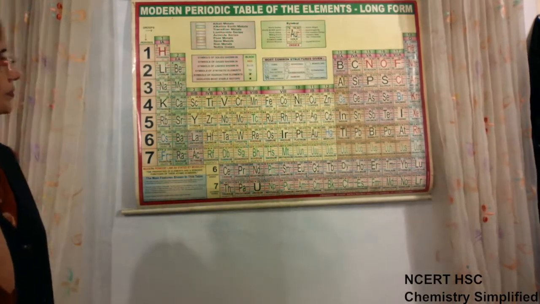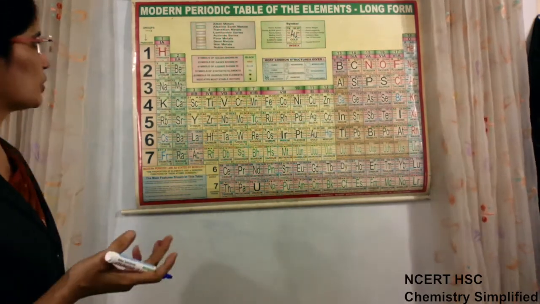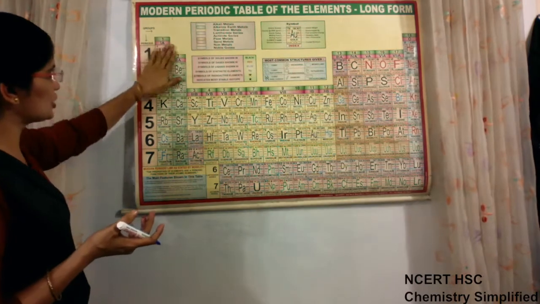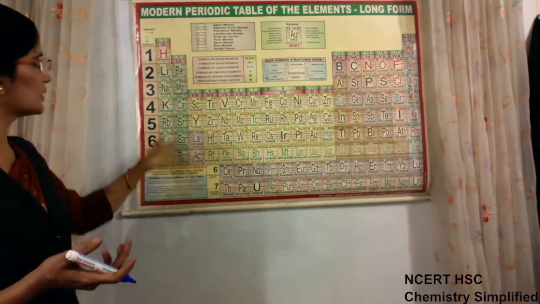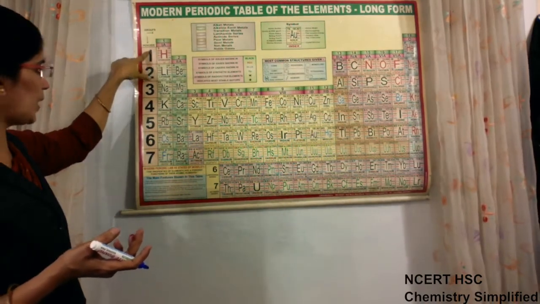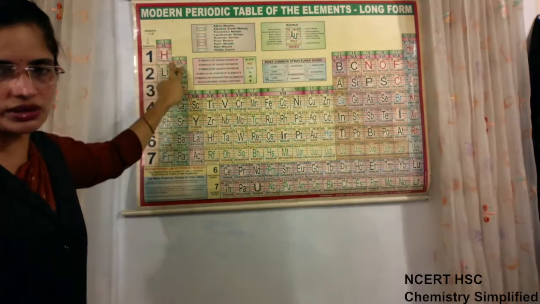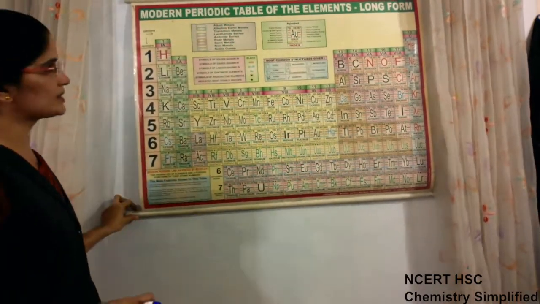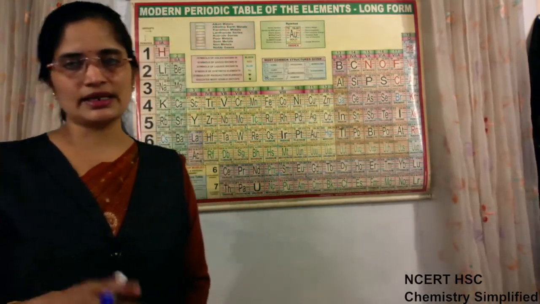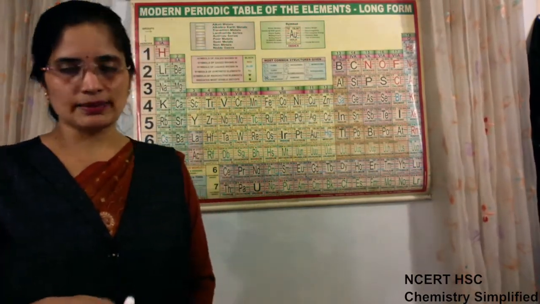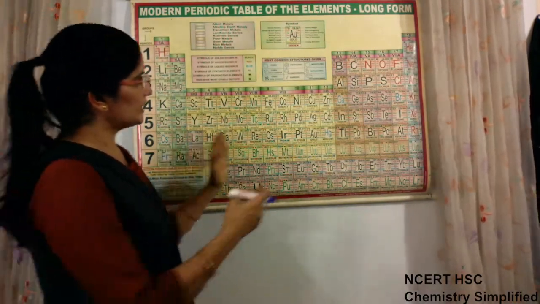Now if we look at the filling of electrons which we were talking about, I told that these periods from period number 1 to period number 2, including group number 1 and group number 2, are S block elements. S block elements means the last electron in these elements enters the S subshell or S orbital.